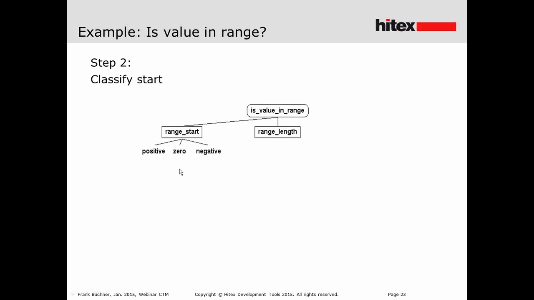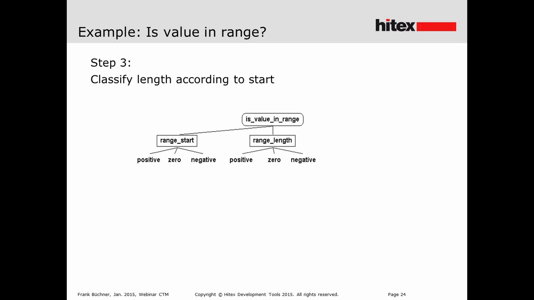I have now the 3 classes that I want to have below this test-relevant aspect range start, and I move on to the length. Because I also do not have an indication from the functional specification to set classes for length, and because it's a systematic method, I would like to take the same classes from the start also for the length. And with this, I can extend my tree, and my tree now looks like this.